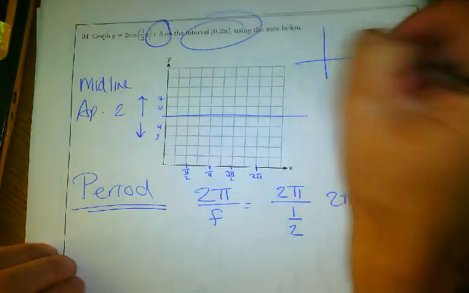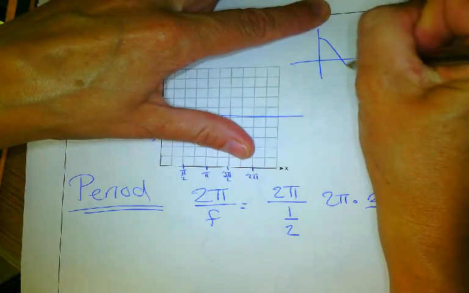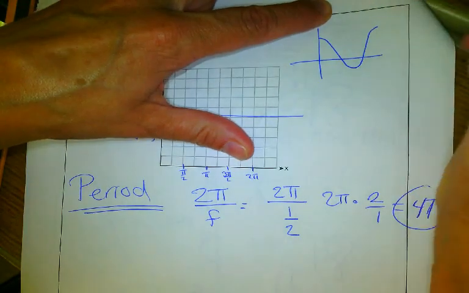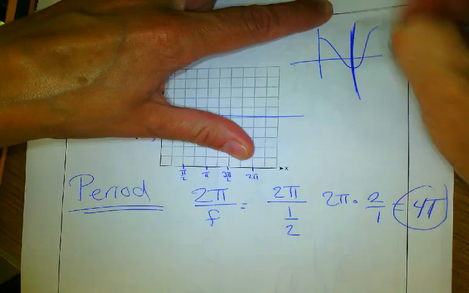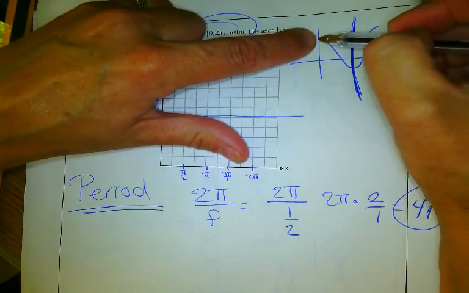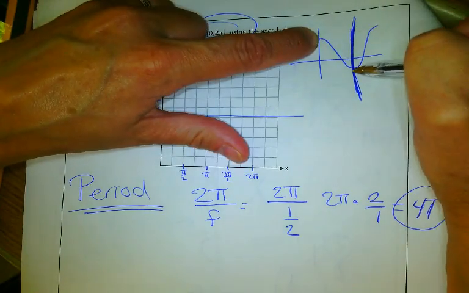Now it is cosine, so I'm going to draw a quick sketch. This is what cosine looks like. Starts at its max, ends at its max. But I'm only going to see half the graph. So I'm going to see it start at its max and end at its min.